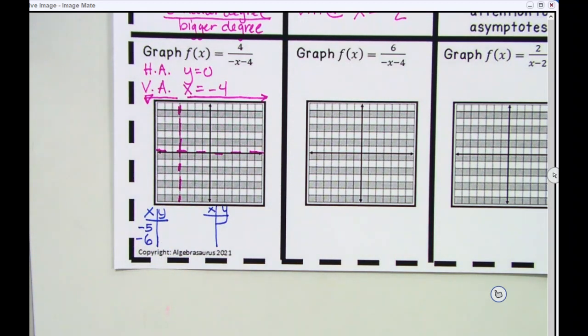ALEKS is only going to make you plot 2 points in each section, so that's what we're going to do right now. If we were graphing by hand the whole way, sometimes you need more than 2 points to really see what it looks like.